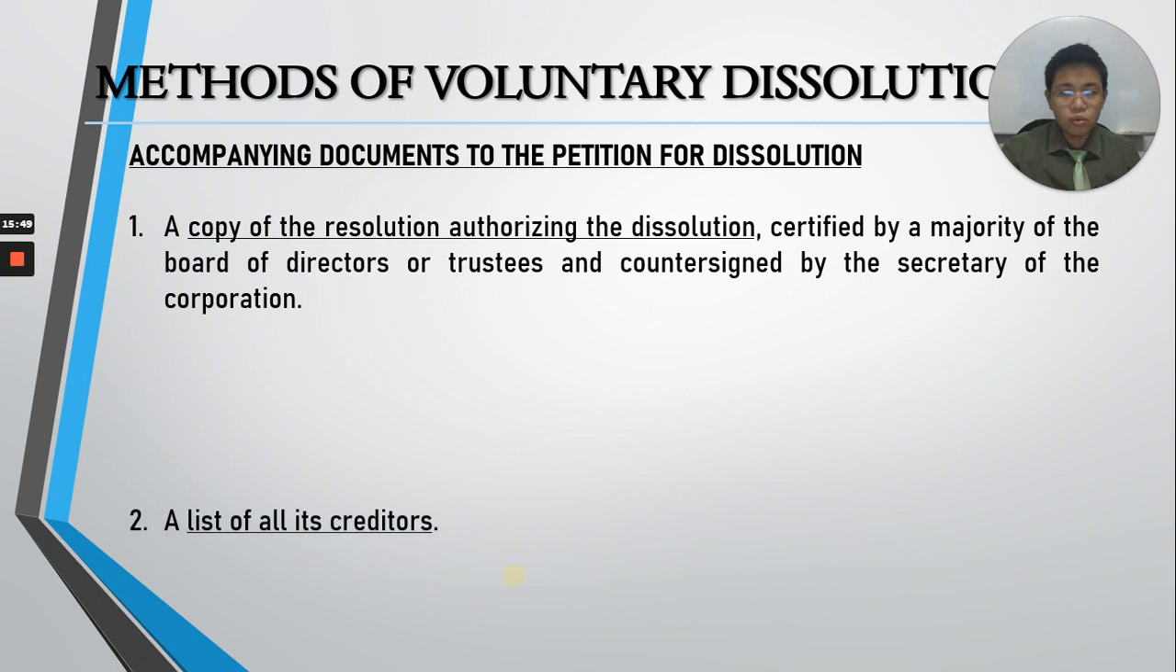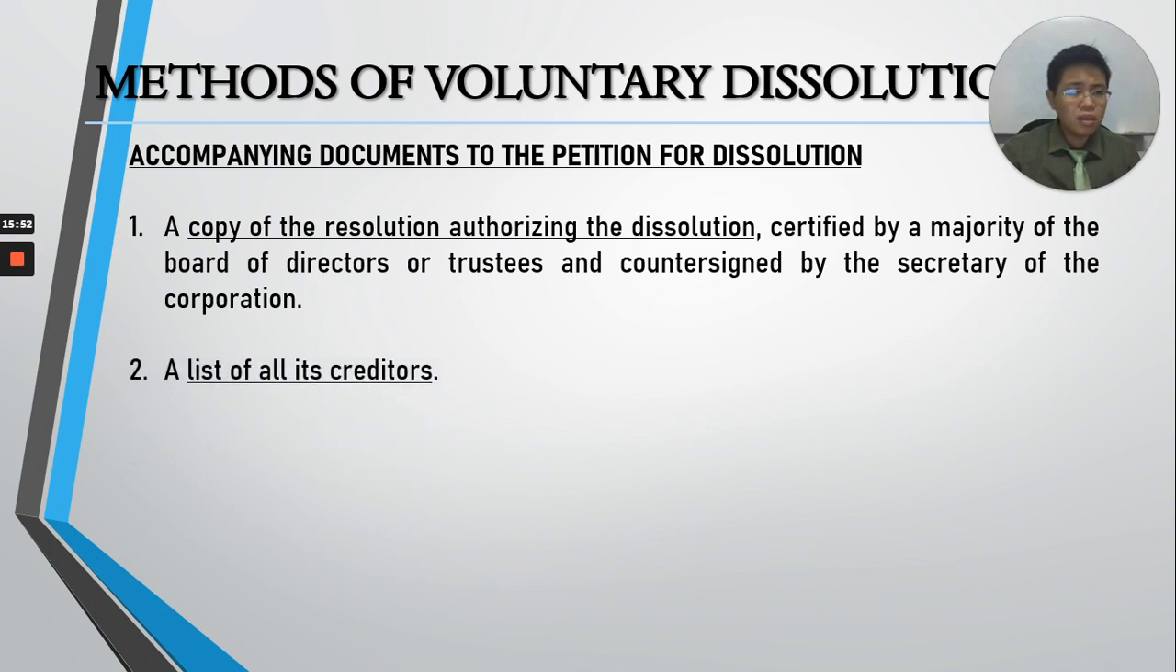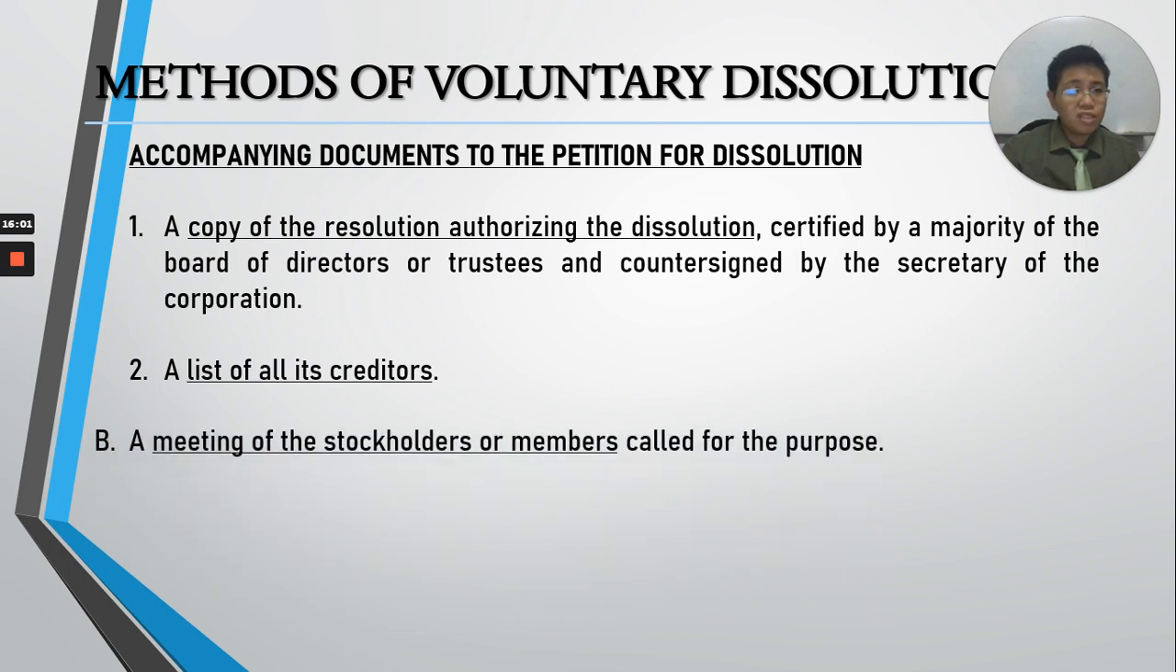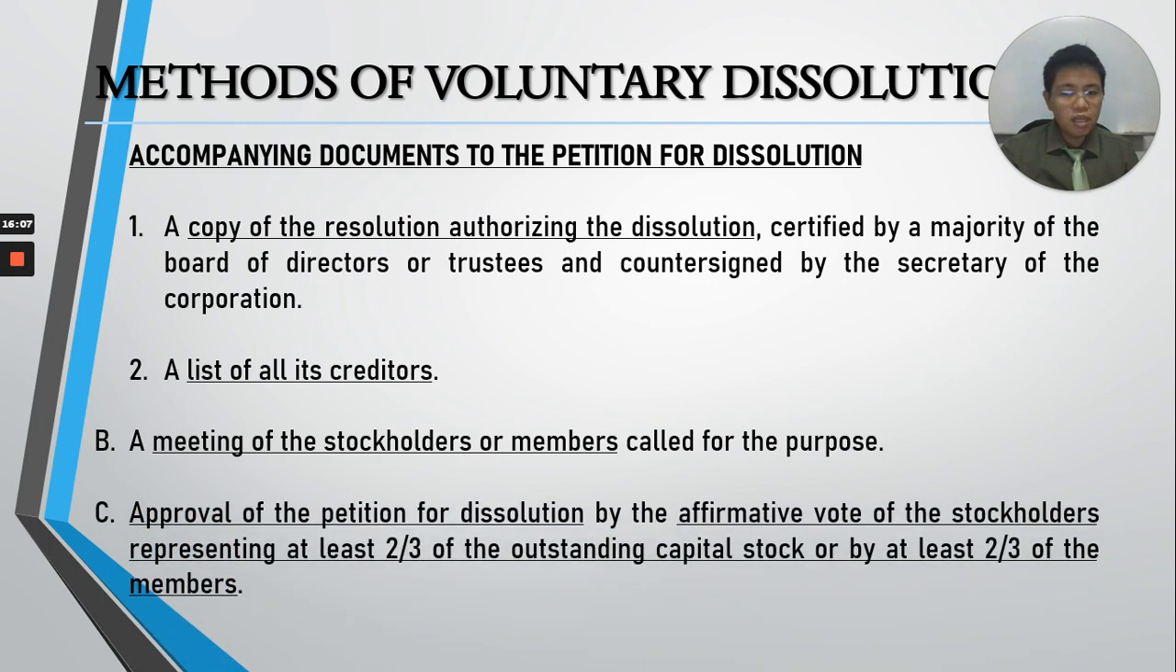So what else? Number 2, a list of all the creditors. Because remember, in the petition, you have to set forth all claims and demands against the corporation. So what else? Number 2 step, meeting of the stockholders or members called for the purpose. So, and during the meeting, approval of the petition. Sabi ko nga sa inyo, petition ang pinapa-approve for dissolution by the two-thirds vote of the OCS or two-thirds of the members. So again, the difference. In case of 134, majority lamang. Pagdating sa stockholders, members, pagdating sa 135, yung petition must be approved by two-thirds OCS, two-thirds members.